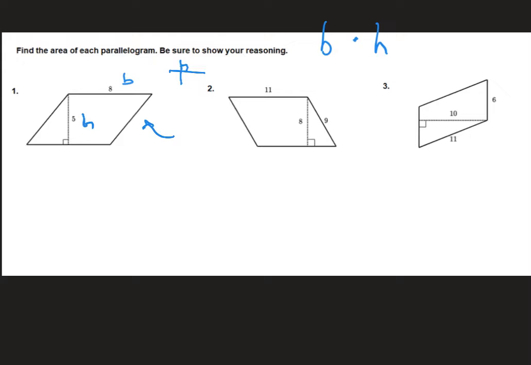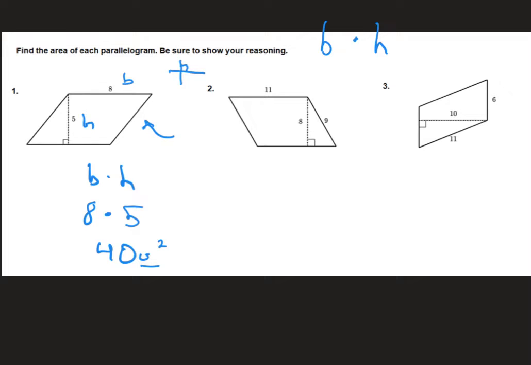So now that I have my base and the height, I can plug that into our formula, base times height. So I have the base is 8 and the height is 5, and 8 times 5 is 40 units squared. Remember, when we are giving an area answer, we need to give it as square units. So 40 units squared is the correct answer for number 1.